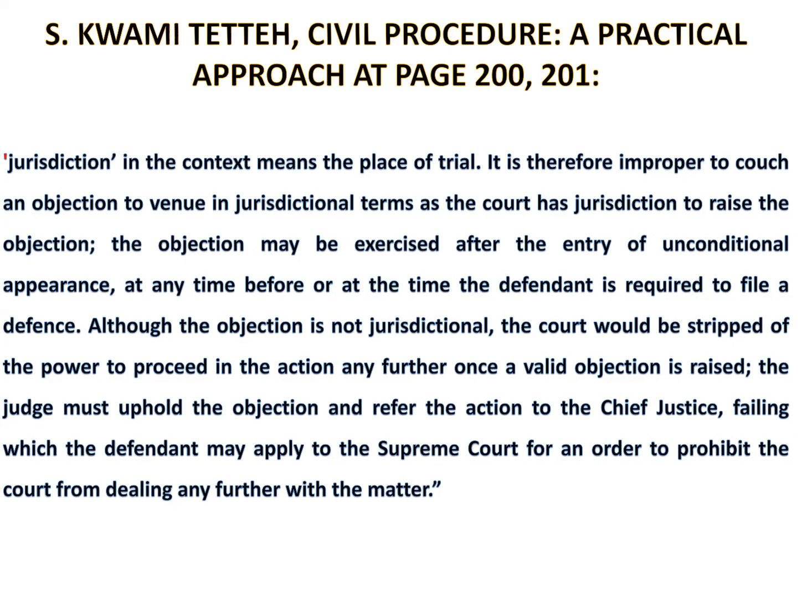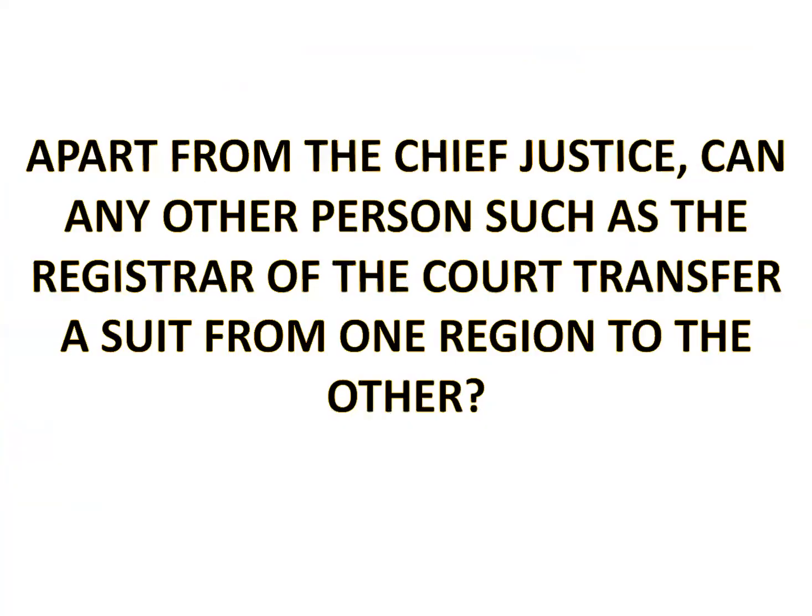And let me go ahead. I'm still reading from S. Kwame, Civil Procedure, a Practical Approach, at page 200 and page 201. Although the objection is not jurisdictional, the court will be stripped of the power to proceed in the action any further once a valid objection is raised. The judge must uphold the objection and refer the action to the Chief Justice, failing which the defendant may apply to the Supreme Court for an order to prohibit the court from dealing any further with the matter. You can see we always mention that you must report to the Chief Justice for the transfer.